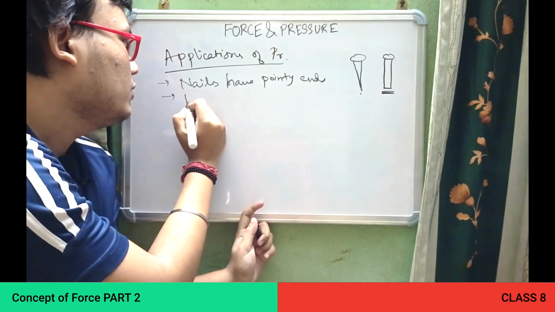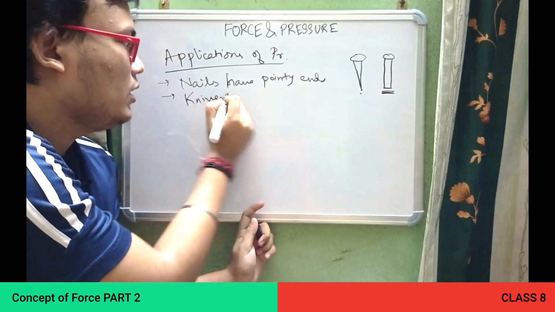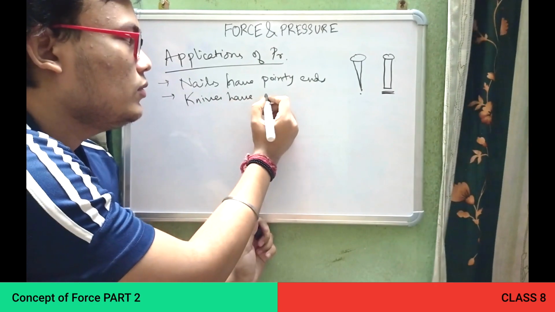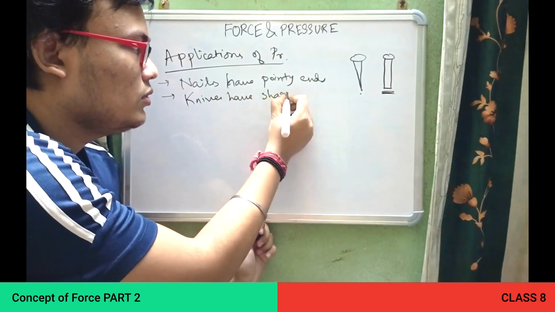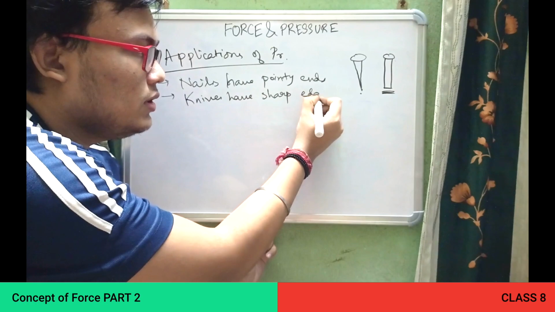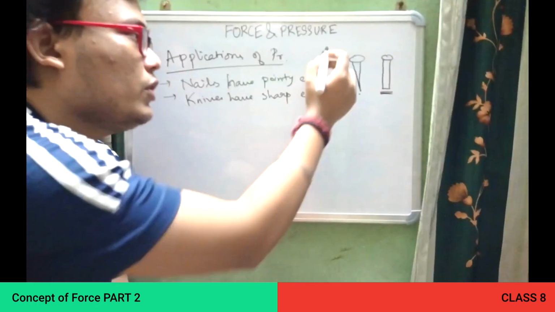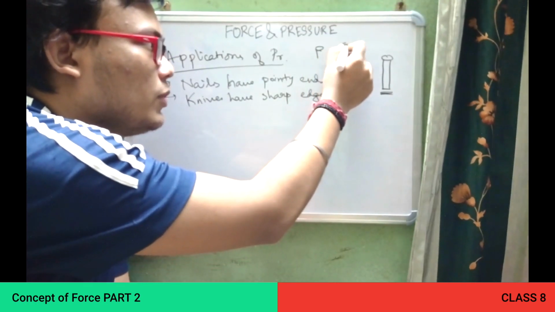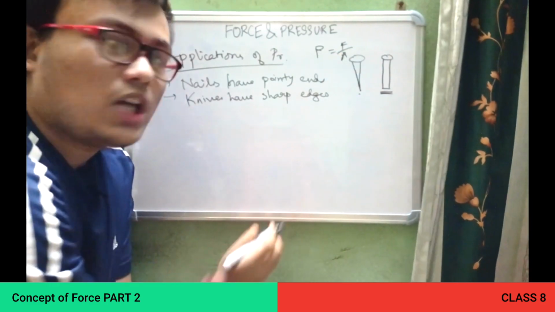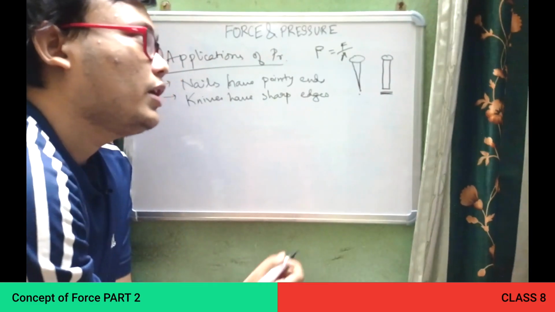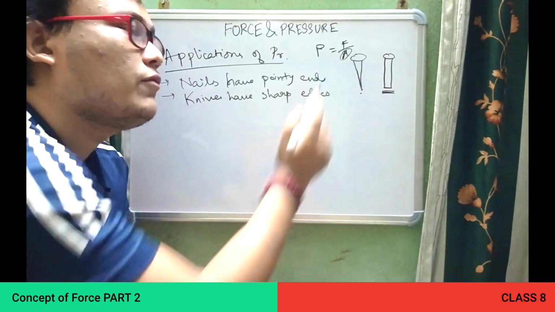Knives have sharp edges. This is also the same. We know pressure equals force per unit area. So if they have sharp edges, the area will be much less, and so we have to apply less force.